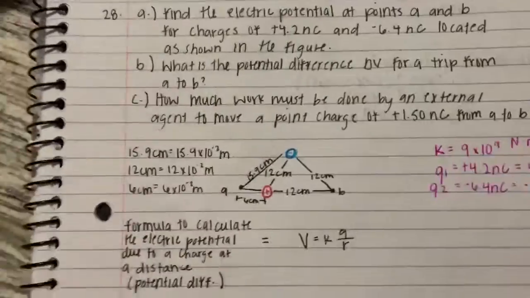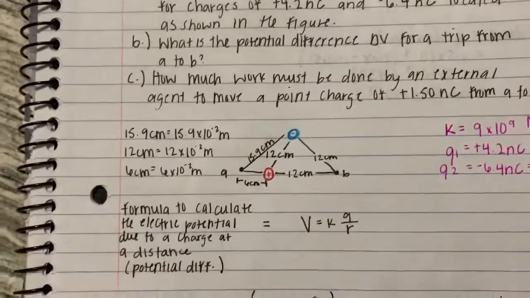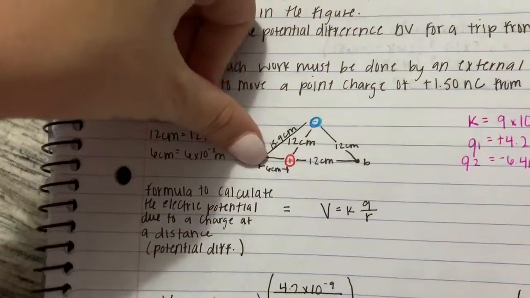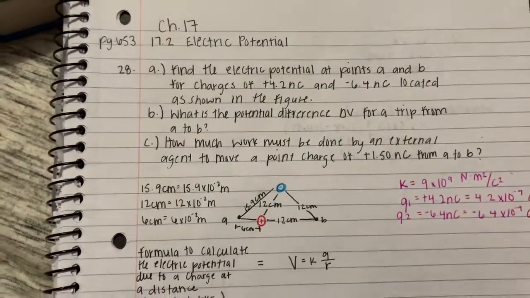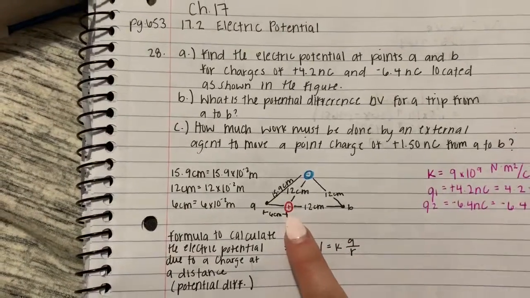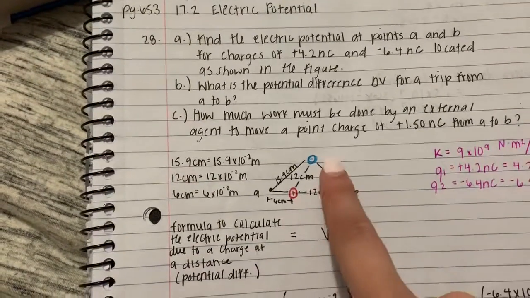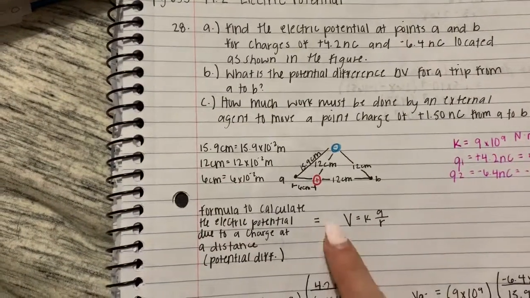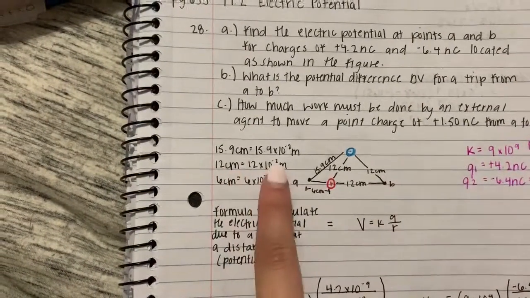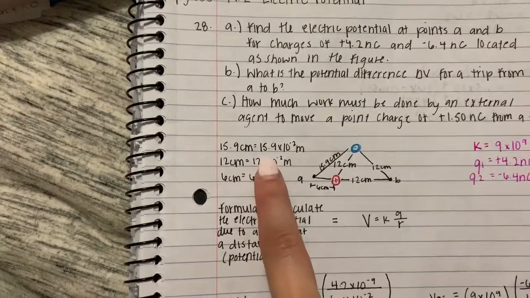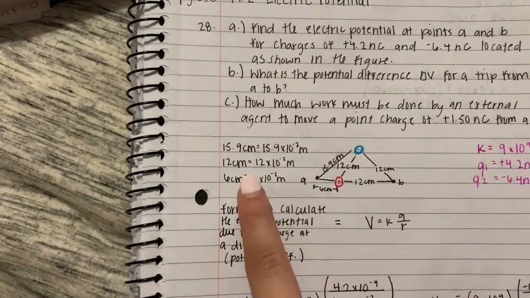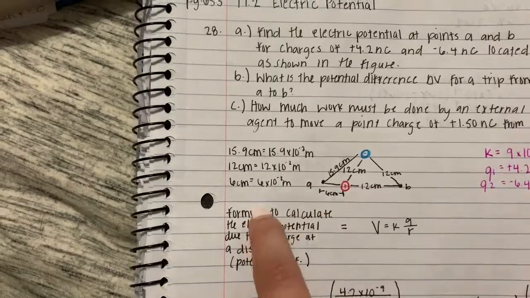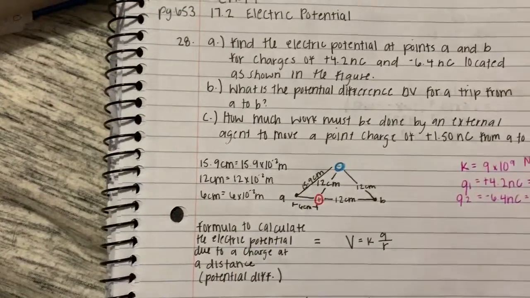Alright, first thing I did was I drew our figure that was in the book. And this is our negative charge and our positive charge. So we know that the positive is the 4.2 nanocoulombs and the negative is the negative 6.4 nanocoulombs. And then I changed all the centimeters to meters on this side. So it'd be 15.9 times 10 to the negative 2 meters, 12 times 10 to the negative 2 meters, and 6 times 10 to the negative 2 meters.